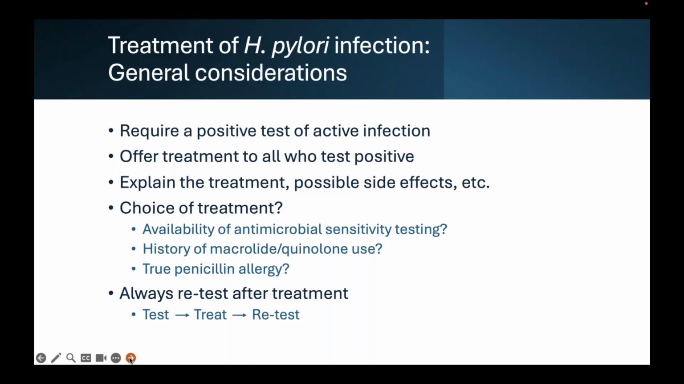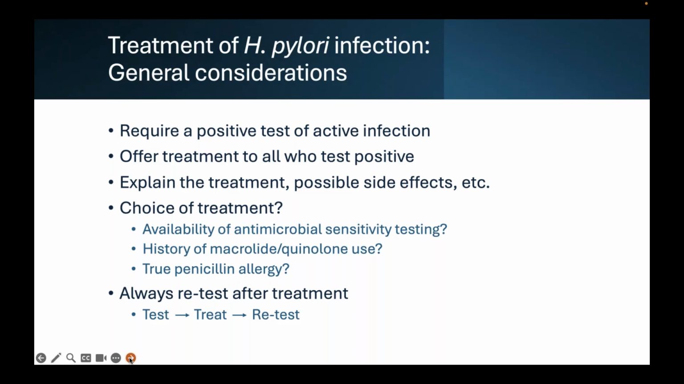Treatments, as I'll show you, can be somewhat complicated, and therefore it's in the clinician's and the patient's best interest that the treatment is explained in detail and the patient is made aware of possible side effects that he or she may encounter during the course of treatment. But what about the choice of treatment? Well, as Steve alluded to, if we had routine availability of antimicrobial sensitivity testing, we would use it. That's how we treat pulmonary infections and urinary infections, as he mentioned. However, at the moment, we don't have routine availability, so we have to make the best of the situation.